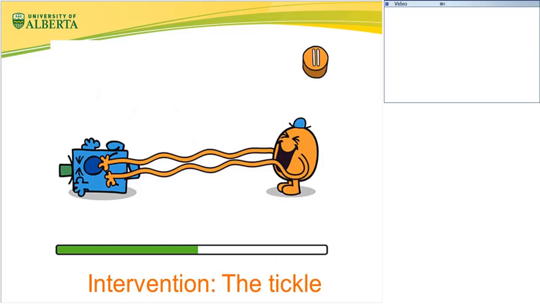This is what the intervention looks like. And you can see Mr. Tickle here administering his intervention to Mr. Grumpy. And a simple ontological view here would be tickle plus recipient equals laugh.